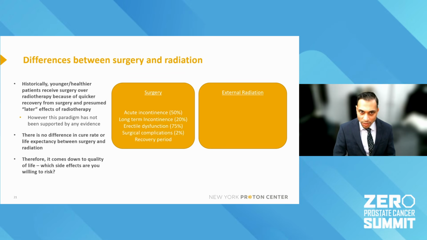So with surgery, the acute incontinence rate, this is right after surgery, and the recovery period is about 50%, if not higher. Long-term incontinence, like I mentioned before, is about 1 in 5 men. Erectile dysfunction is about 3 in 4 men. And then surgical complications are rare, but non-zero. Anytime you go to the operating room, there is a risk of bleeding, of perforation, of things like that. So that's something to consider as well.